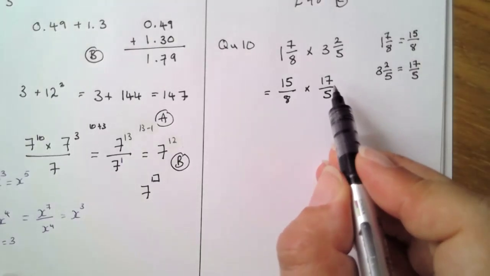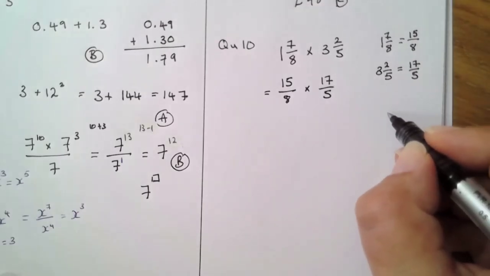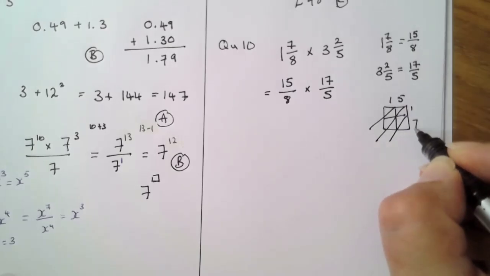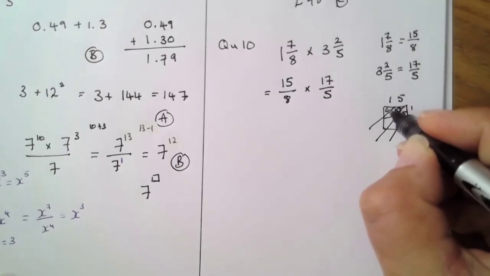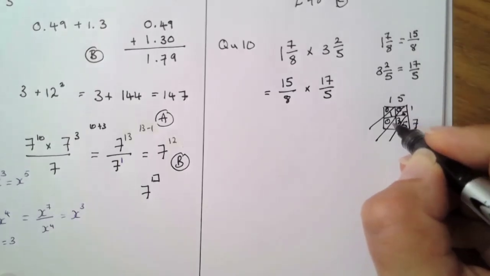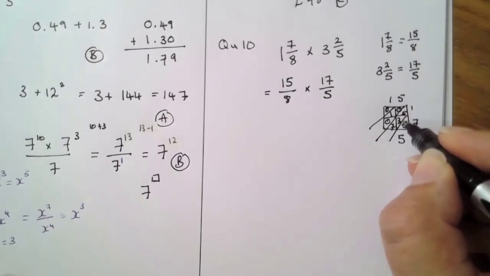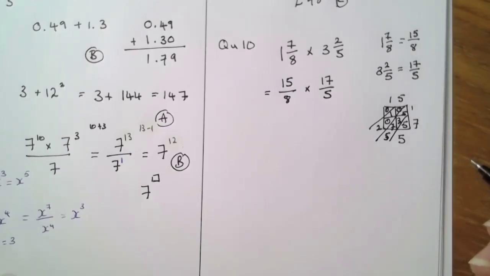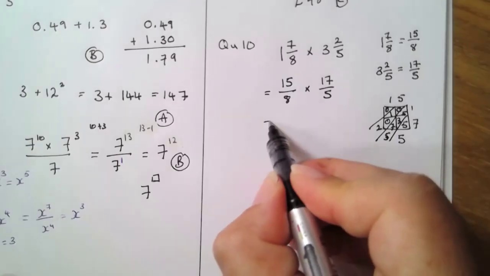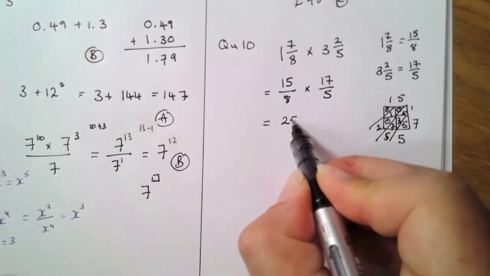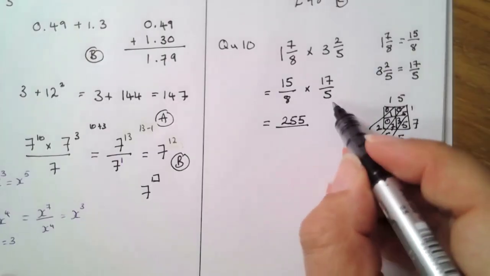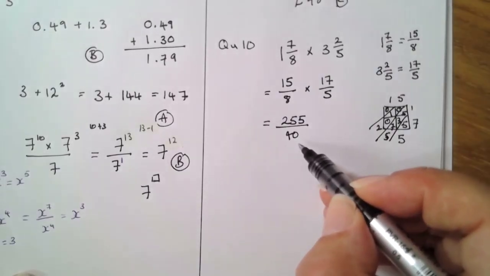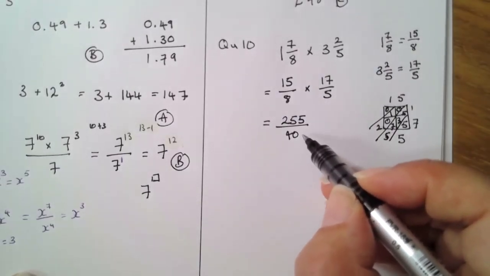So if we're doing it by multiplying 15 by 17 first, I'm going to use lattice. I like lattice. 15, 17. I've made this really small. 5, 1, 35, 0, 7. I am not sure why I made that so small. 10, 15, 255. I believe that's right. We'll see in a minute. 15 times 17 is 255. And then we've got 8 times 5, which is 40. Now we can either do 255 divided by 40 at this stage, or what I'm going to do is actually simplify here.